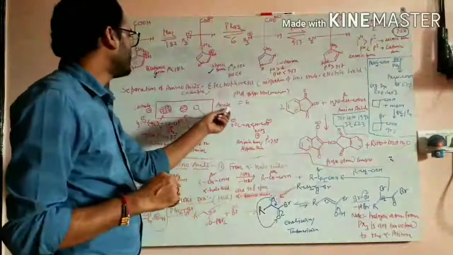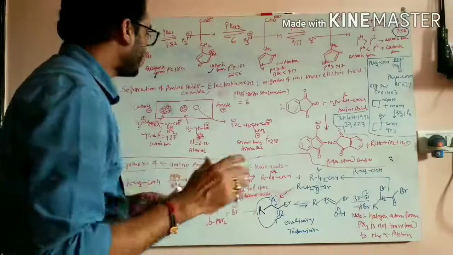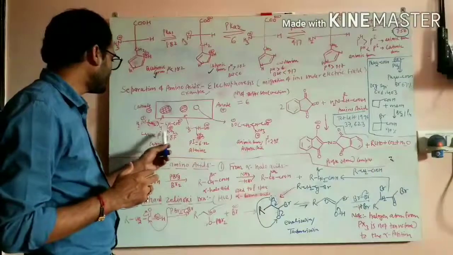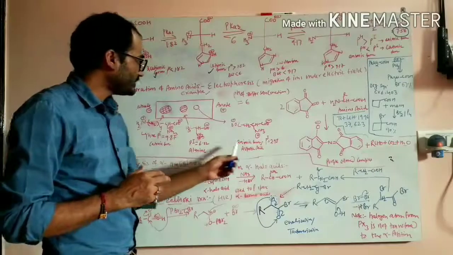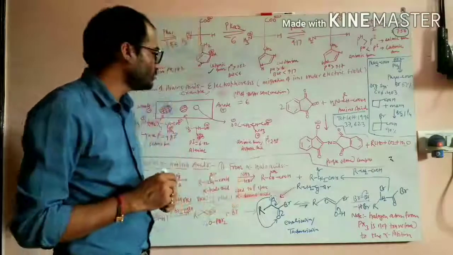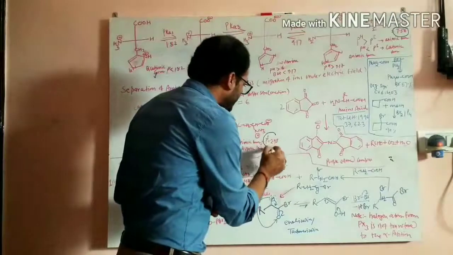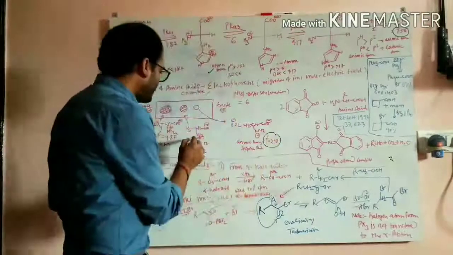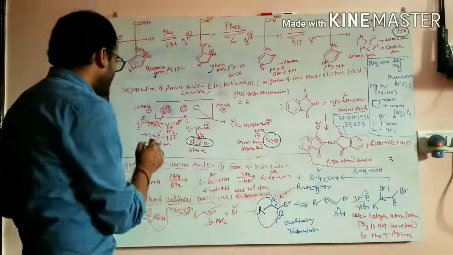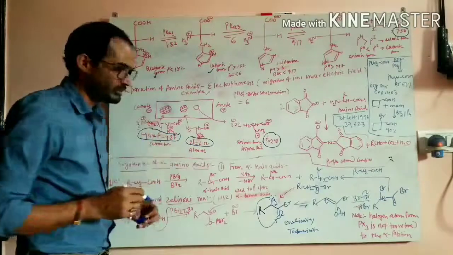This is the positive electrode and this is the negative electrode. Now, for example, I have taken these amino acids: lysine, alanine, and aspartic acid. The pI for aspartic acid is 2.98, the pI for alanine is 6.02, and the pI for lysine is 9.87.